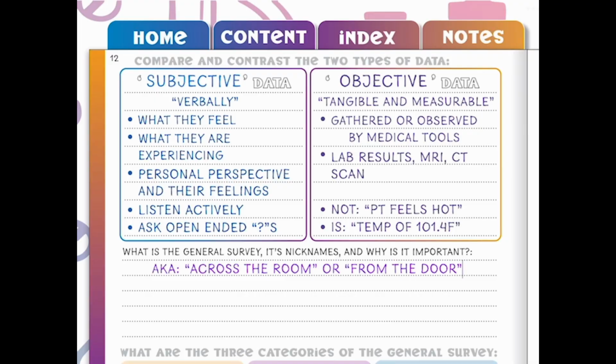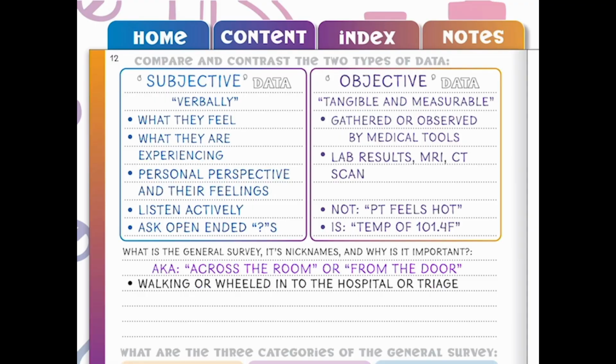So what is the general survey, its nicknames, and why is this important? So the general survey has multiple nicknames. You can hear this as the across the room assessment or your from the door assessment. And this is all going to be dependent upon your preceptor, your nursing school, and your hospital. But just know that when they're talking about that general survey, what you're first hearing and seeing from your patient and the subjective and objective data, they're meaning this. This is your general survey.